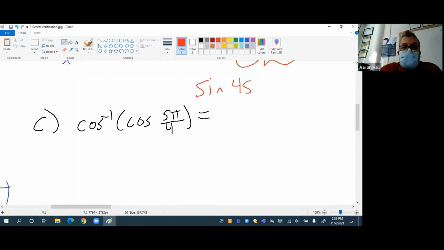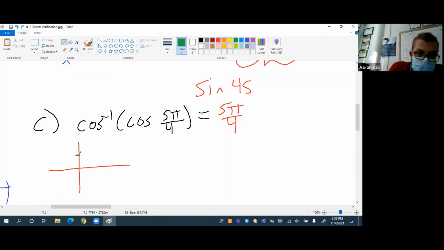Who says that the answer has to be 5 pi fourths? It's not. And the reason is because of the limitations of an inverse. In fact, let's draw our function. So it should look something like this.